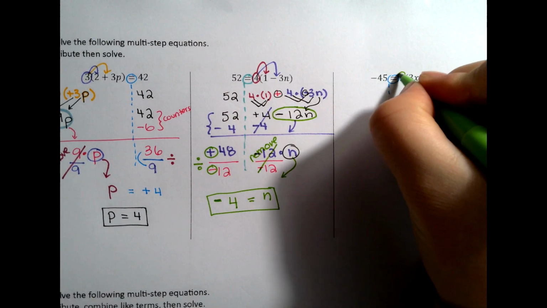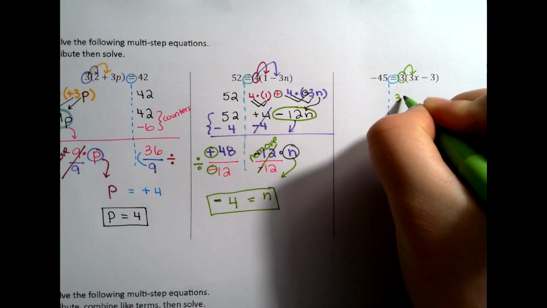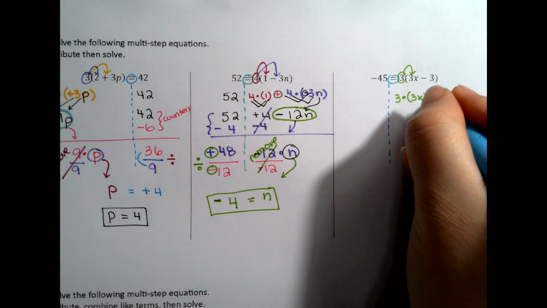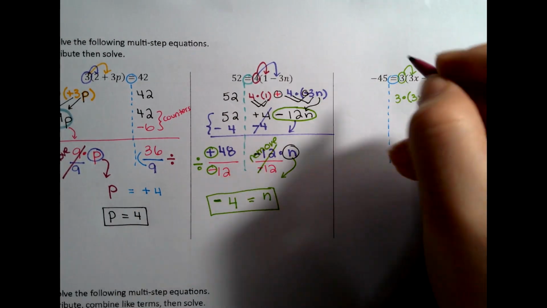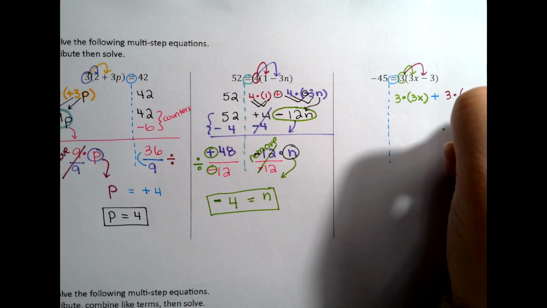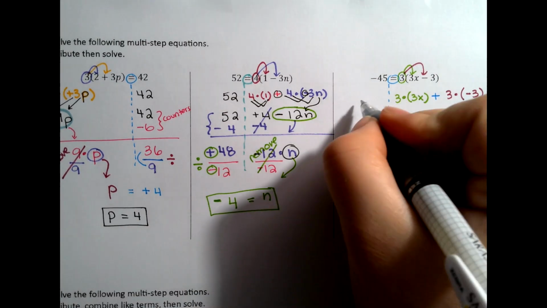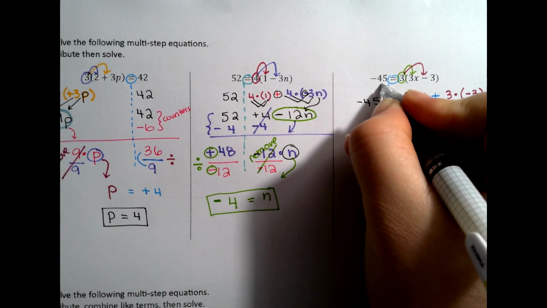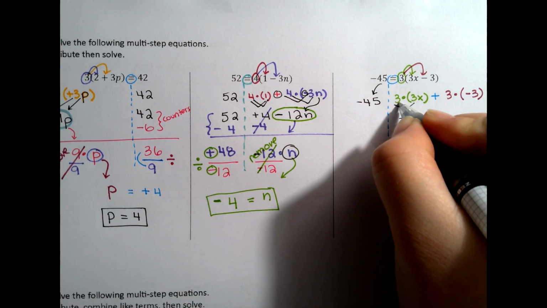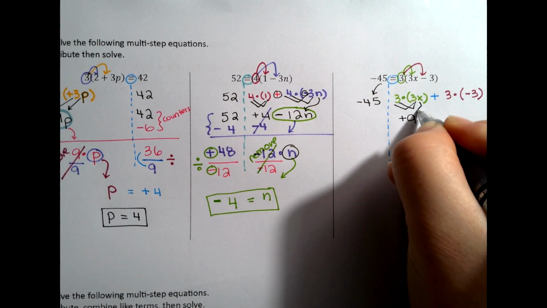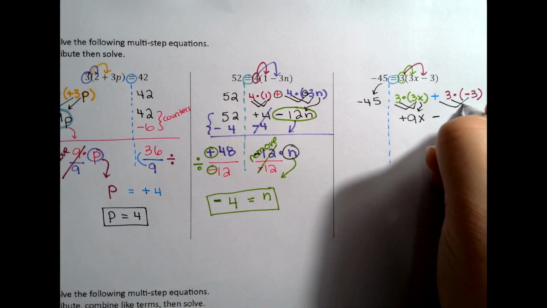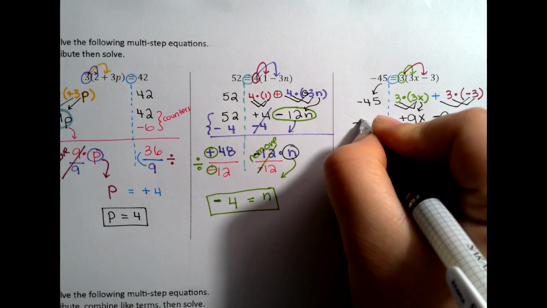Let's go ahead and bring this 3 onto 3. So 3 times open 3x, close it. And bring this 3 onto negative 3. 3 times open, negative 3, close it. And we have a negative 45 here. Bring that down. Multiplying positive times positive is a positive. 3 times 3 is 9. Do I have a letter? Yes, it is x. Positive times a negative is a negative. 3 times 3 is 9. Bring down the negative 45.